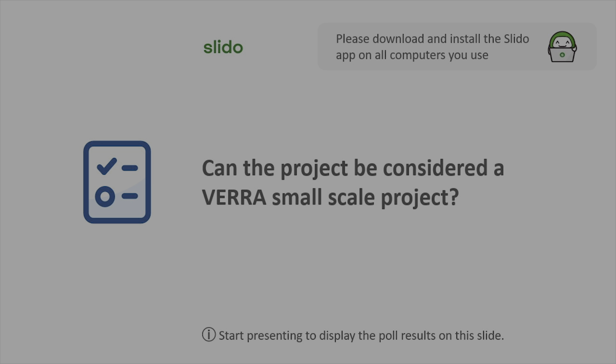Yes, the important value is the average emission reduction of the 7 years. So if you calculate the average of the 7 years, it will be less than 20,000 per year. The next option is no, the project has to apply a large scale methodology, and the third option is yes, except for the year that you go beyond 20,000, right?